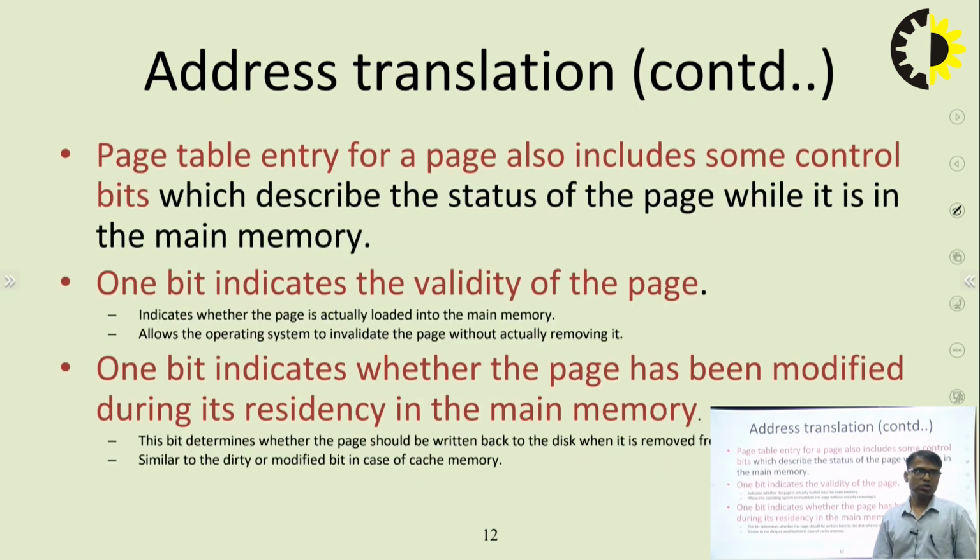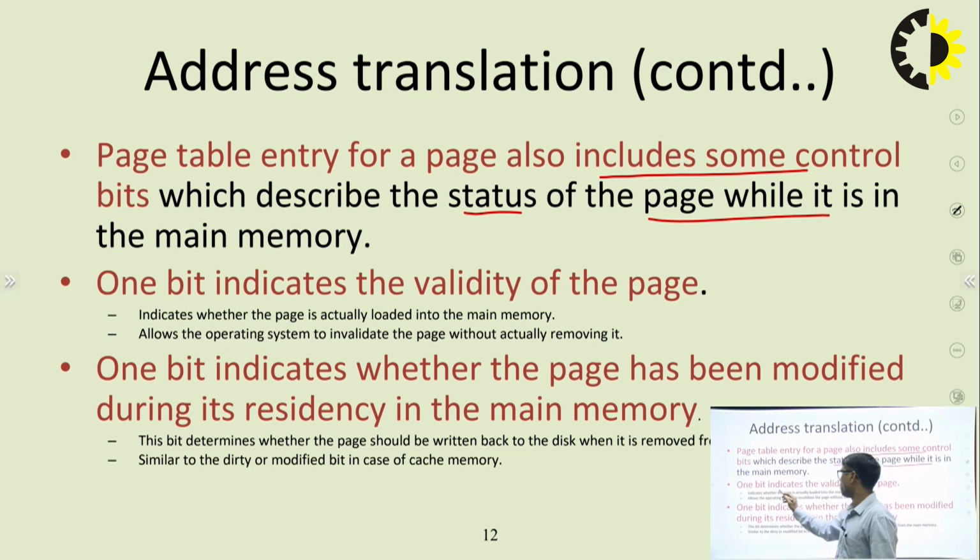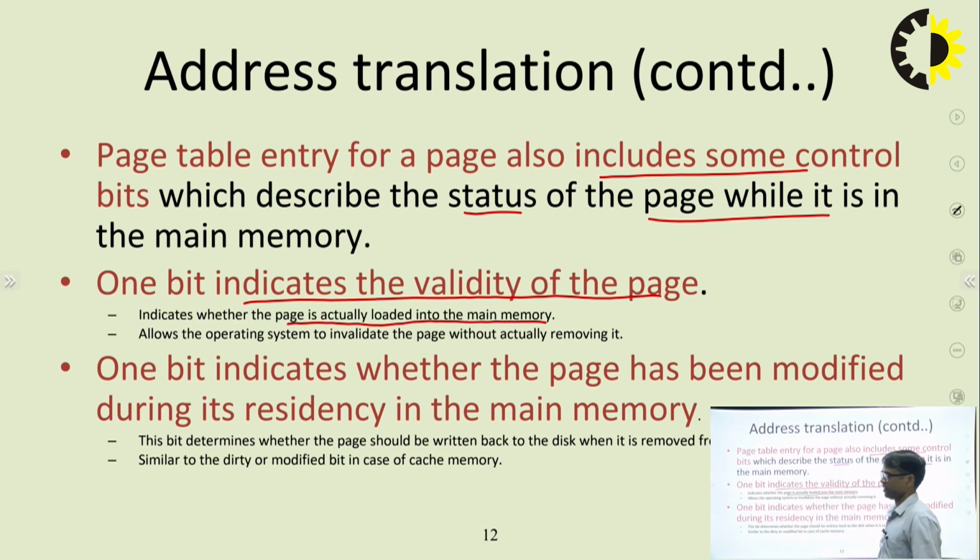The page table entry also includes some control bits which describe the status of the page while it is in the main memory. One bit indicates the validity of the page. What does validity mean? Whether the page is actually loaded into the main memory. If it is available, it is 1. If it is not available, it is 0. So it allows the operating system to invalidate a page without actually removing it.